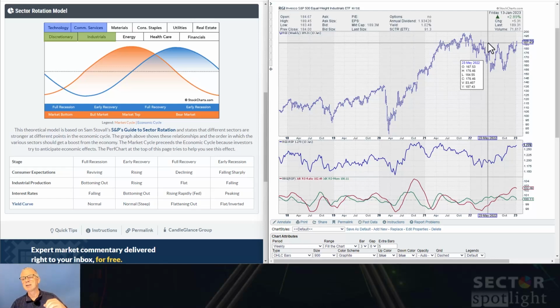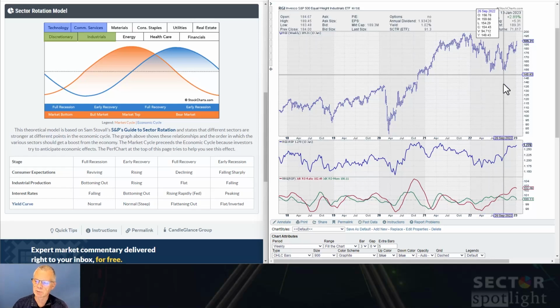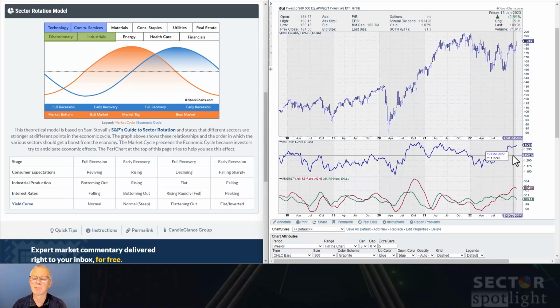So I'm going to expect that the plus that we're going to get from the industrial sector in terms of price is going to start to drag up that relative strength line in the coming weeks. So I'm going to call that a green. That's a positive sector.